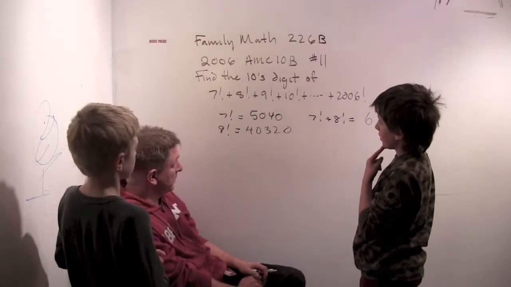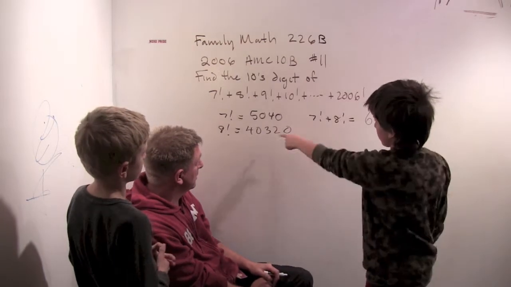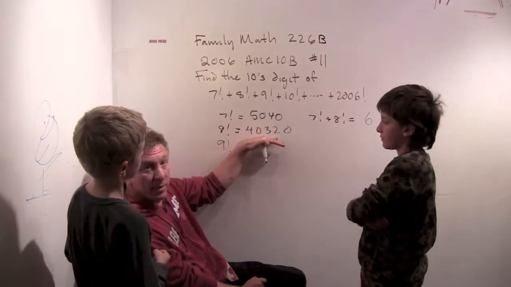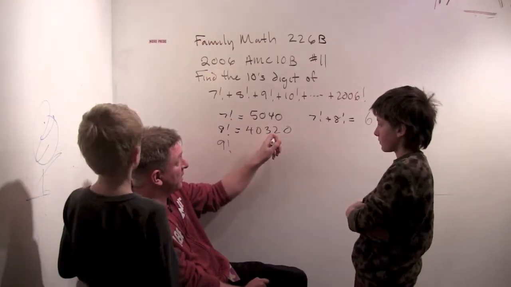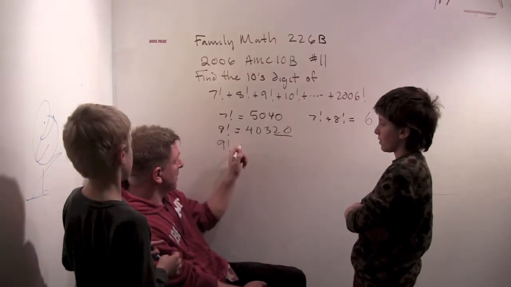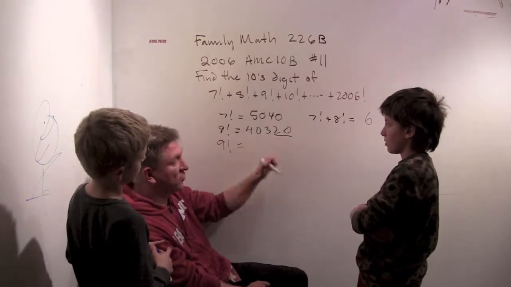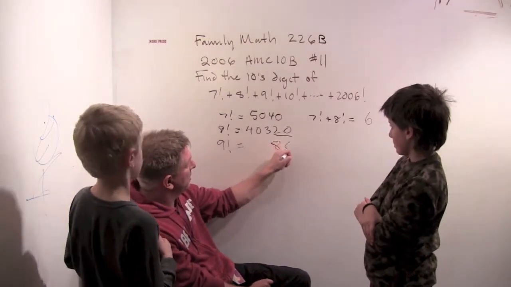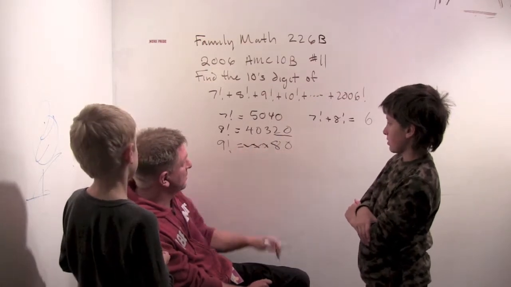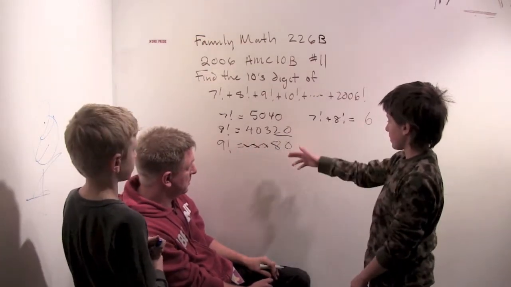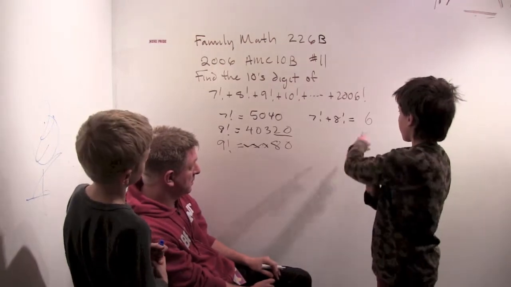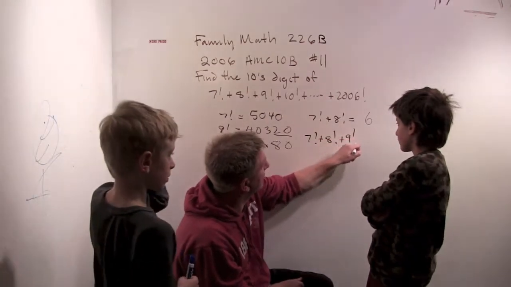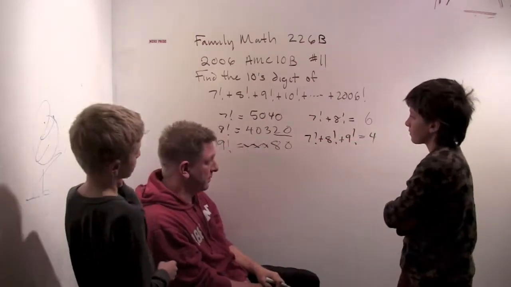Now for the 9, we just have to multiply the 20 by 9. Aha, see, we don't need to calculate the whole numbers out. We just need to calculate only what the tens digit is. And that's going to come from 9 times 20, which is 180. So this is something, something, something, 80. And then the tens digit is going to be 4. So 7 factorial plus 8 factorial plus 9 factorial, the tens digit is going to be 4.